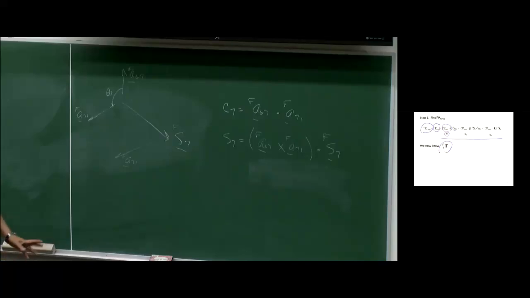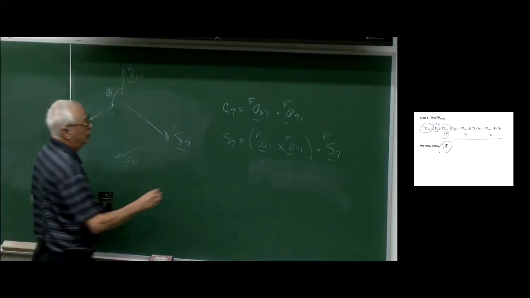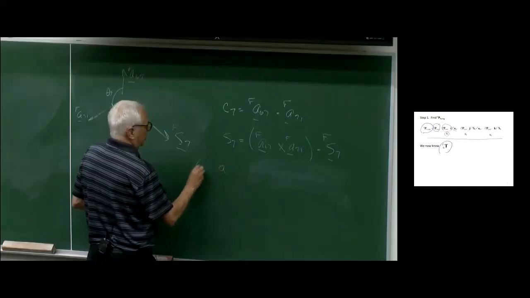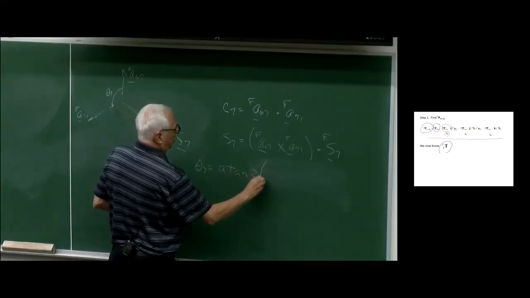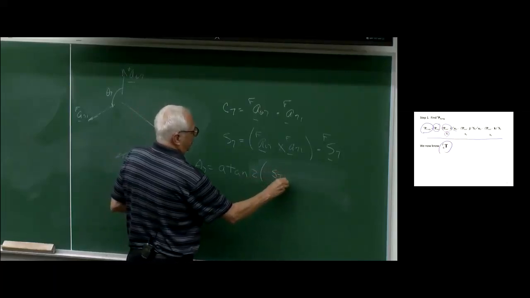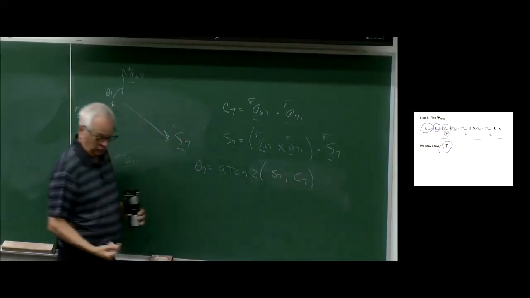Okay, if you know the sine and cosine, most of your computer languages have a function built in called atan2. So I could say that theta 7, it's going to return it in radians, is going to be atan2. They want the sine and the cosine value, and that'll give you the unique angle.